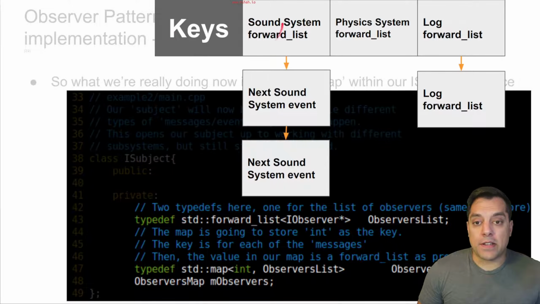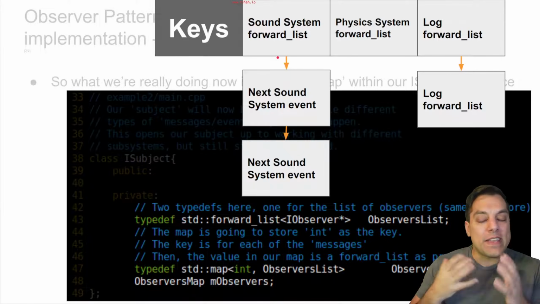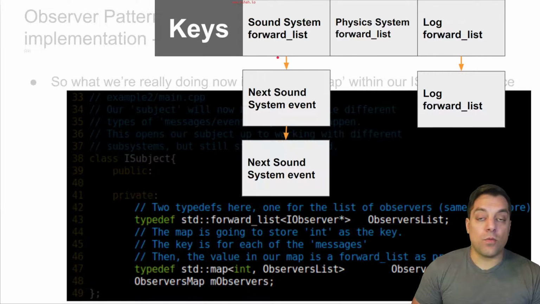All right, so here's just an example of this data structure. Here is what we are creating here. Again, the keys are going to be our sound system, physics system, log, etc. These are the different categories or different ways to bucket each of the observers as they subscribe here, so that only a subset of our observers are notified, even though we might have lots and lots of observers subscribed to the same subject. So that's the idea, and that's the data structure going forward here.